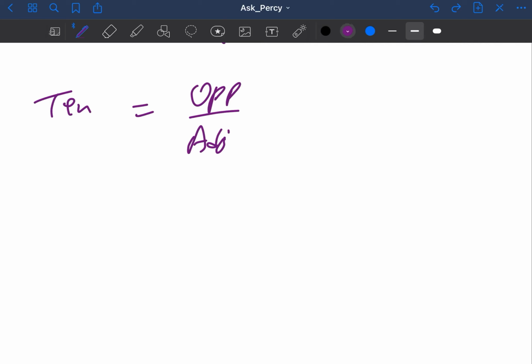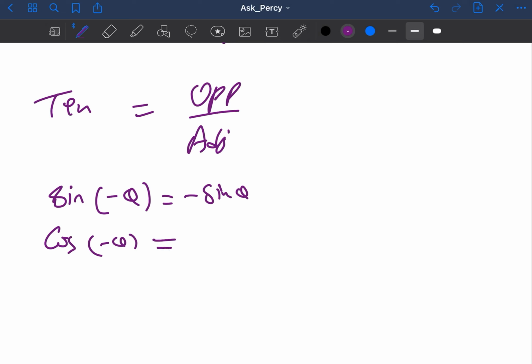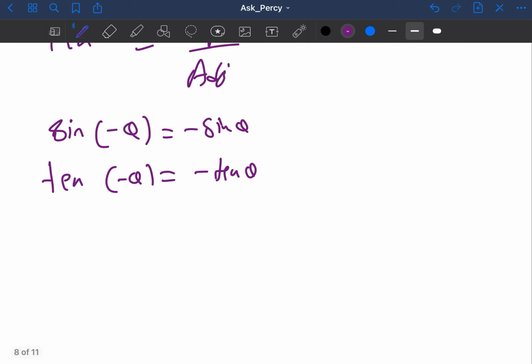So I want you to remember sine of negative theta is equal to negative sine theta. Tan of negative theta is negative tan theta. And cos of negative theta is positive cos theta. With sine and tan, a negative gives a negative tan, negative sine, and with cos, a negative gives a positive cos.